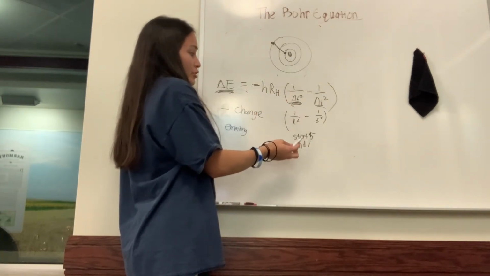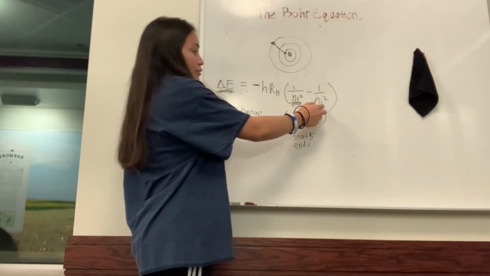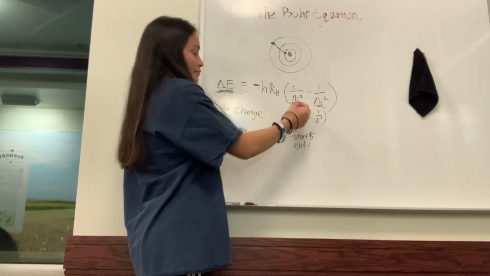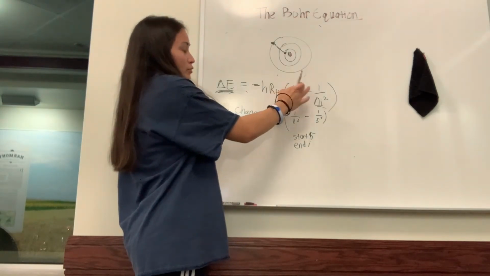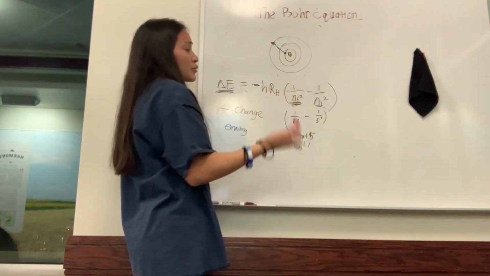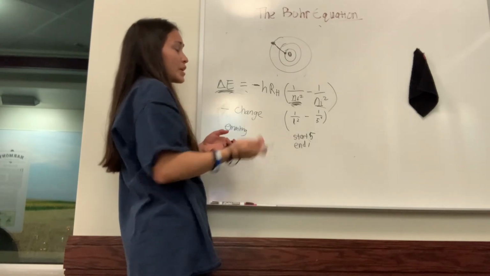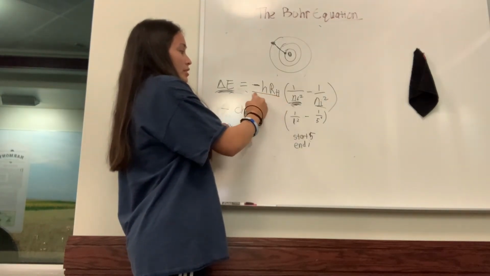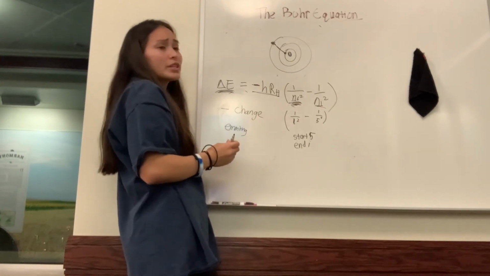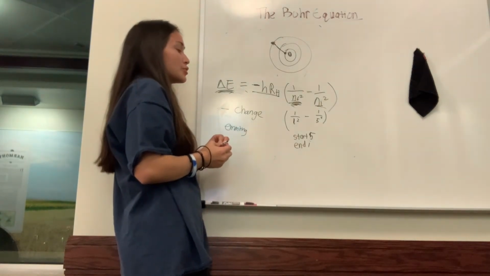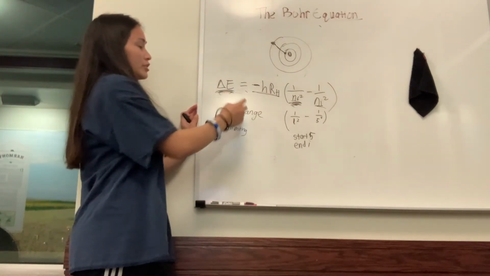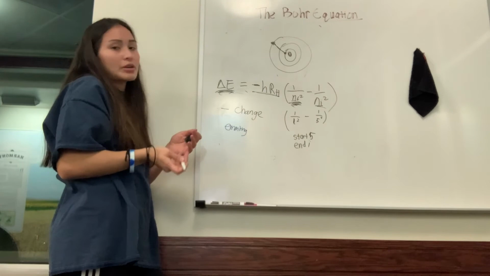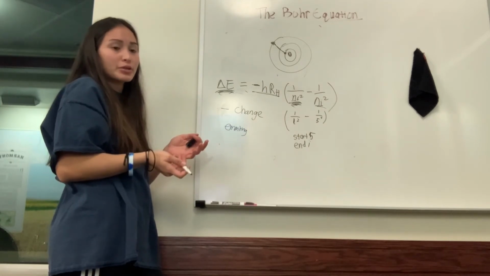So let's look back at this equation. If we were to start at n equals 5 and go down to n equals 1, then we are going to get a positive number here, because 1 over 1 squared minus 1 over 5 squared ends in a positive number. And here the constant is negative. So a negative times a positive is equal to a negative. Basically, anytime we see our change here, if it comes out negative, we know that we're emitting. If the change comes out positive, we know that we are absorbing photons.